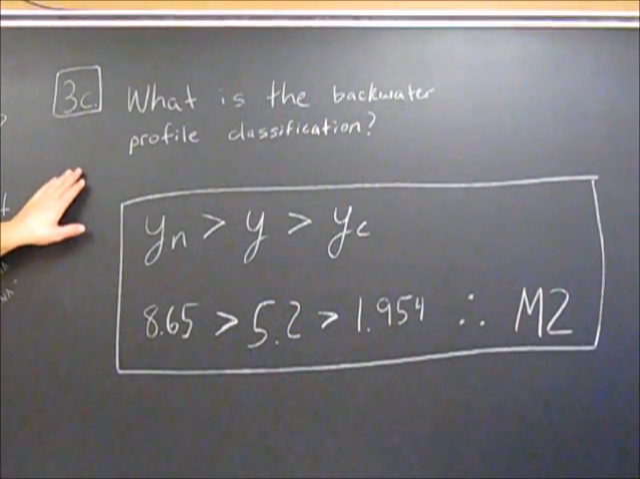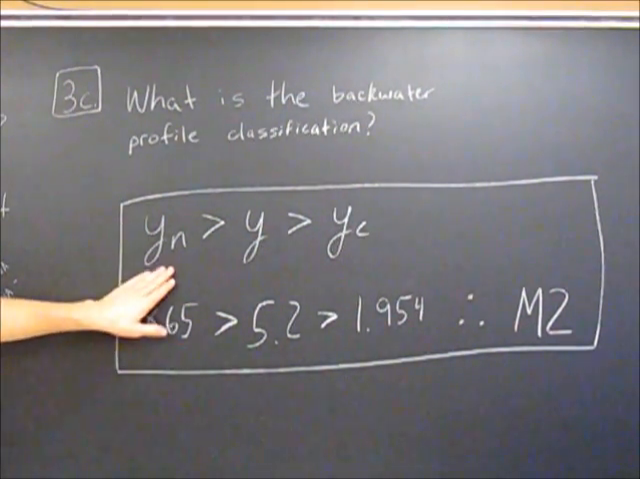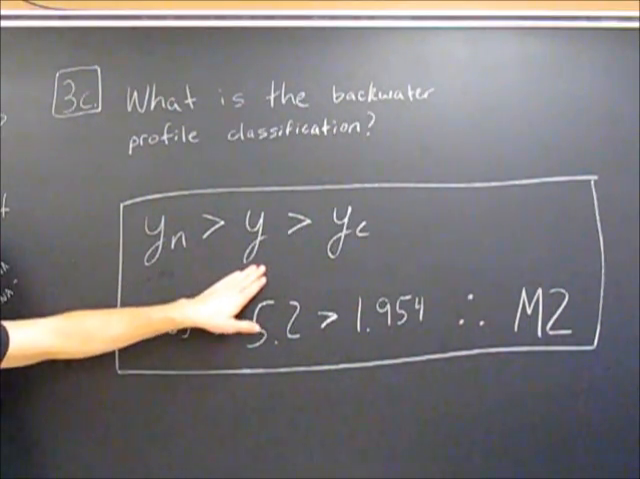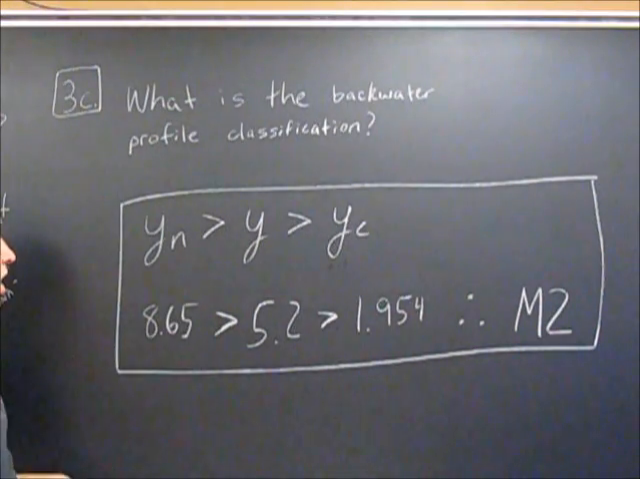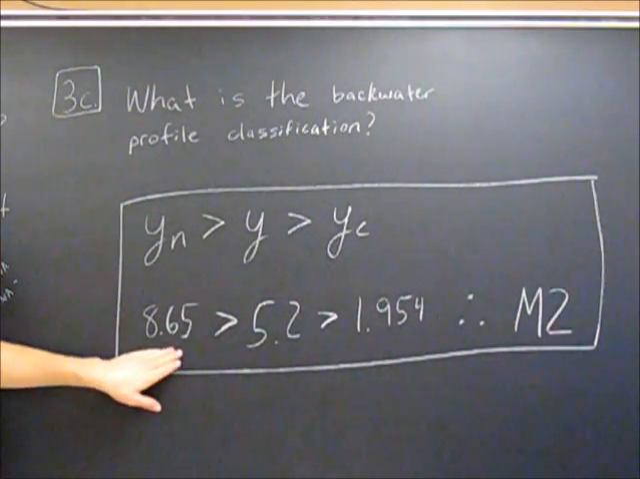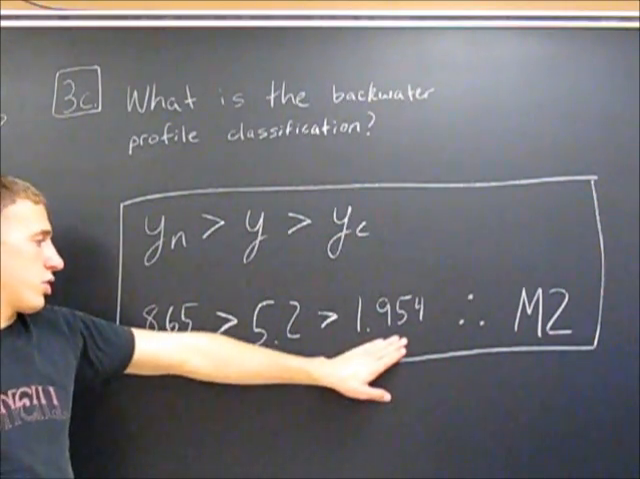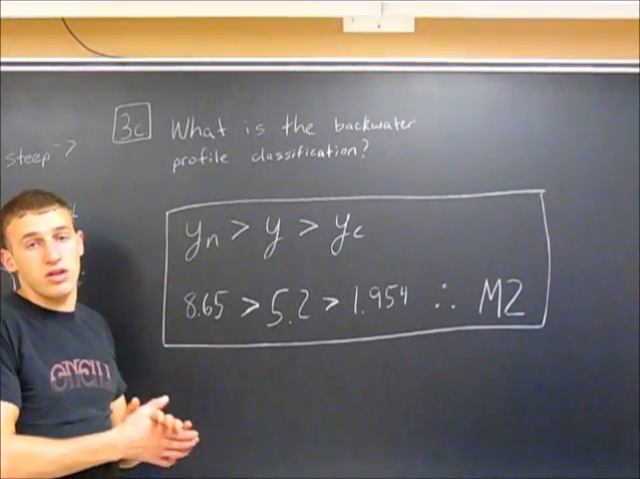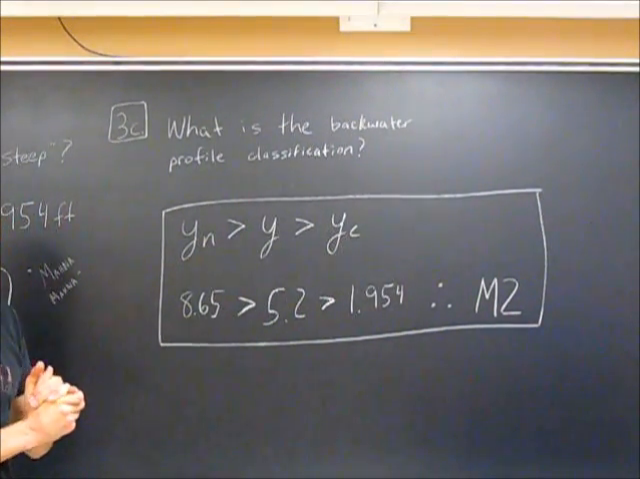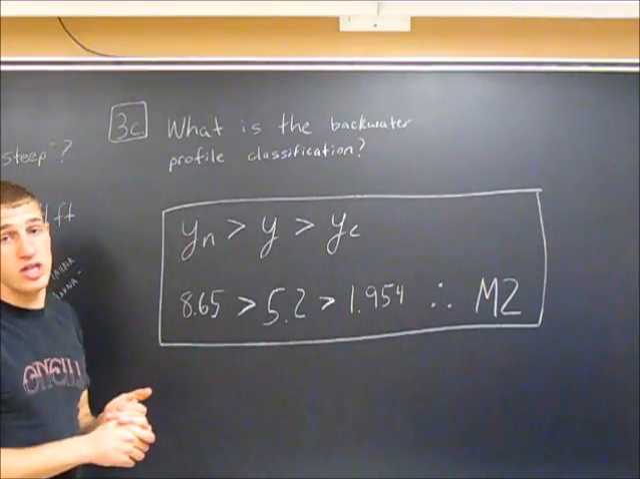Alright, in part 3 we're asked to determine the backwater profile classification. In order to do this, we need to take the uniform depth value, the actual depth value, and the critical depth value, and compare them all. As we can see from the values that we have, the uniform depth is greater than the actual depth, which is greater than the critical depth. And then by looking at the backwater profile classification table, we can determine that the profile is actually M2.